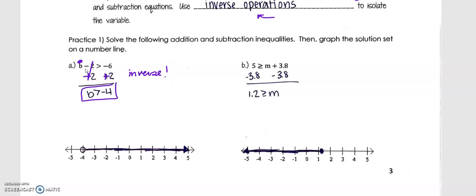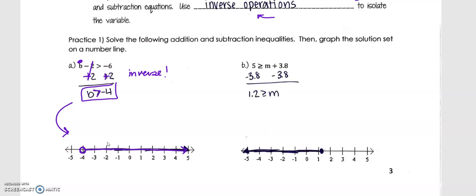So then I'll be left with b is greater than negative 6 plus 2, which is negative 4. And that's my answer. Then when I put that on the graph, just like the last video, I focus on this number. It's just greater than, so I put an open circle on negative 4, and then I'm shading all numbers greater than negative 4. That goes everything to the right.